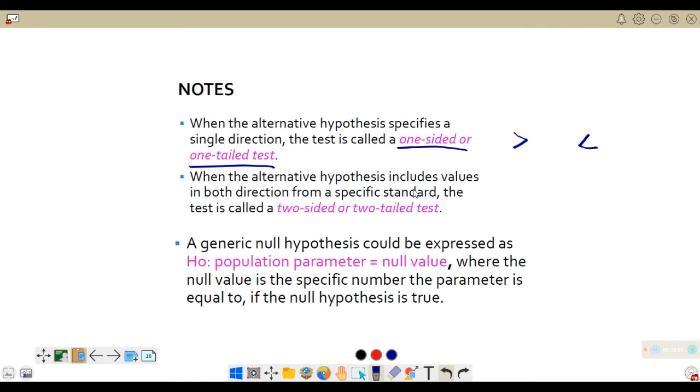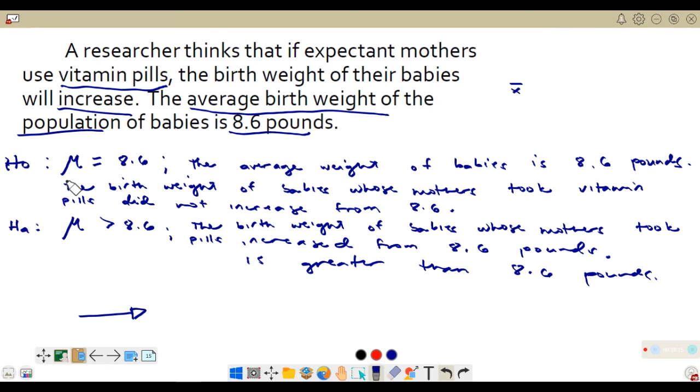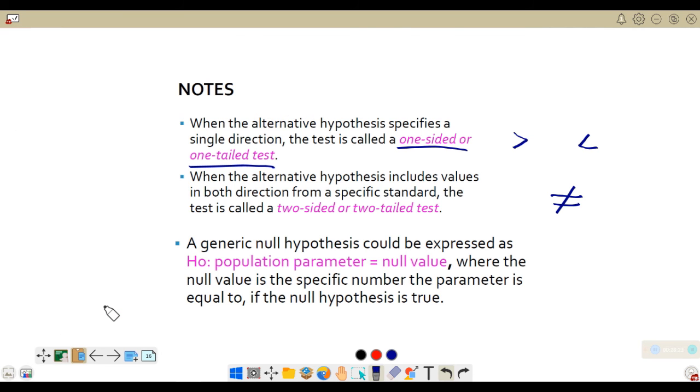When the alternative hypothesis includes values in both directions from a specific standard test, it is called a two-sided or two-tailed test. So, ito naman yung para sa mga not equal. Later on, magbibigay tayo ng example ng two-tailed test. Kasi yung dalawang example ko dito ng null and alternative ay parehas one-sided. I didn't notice that when I was constructing this presentation.